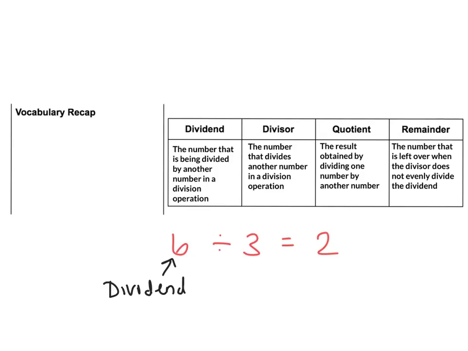The divisor is the number that divides another number in a division operation. So here, when we have 6 divided by 3, 3 is dividing the 6. So if this is 6 brownies being divided among 3 people, then we have the 6 is getting divided by the 3. In other words, 3 is dividing the 6. So 3 is the number that's doing the job, so it is called the divisor.